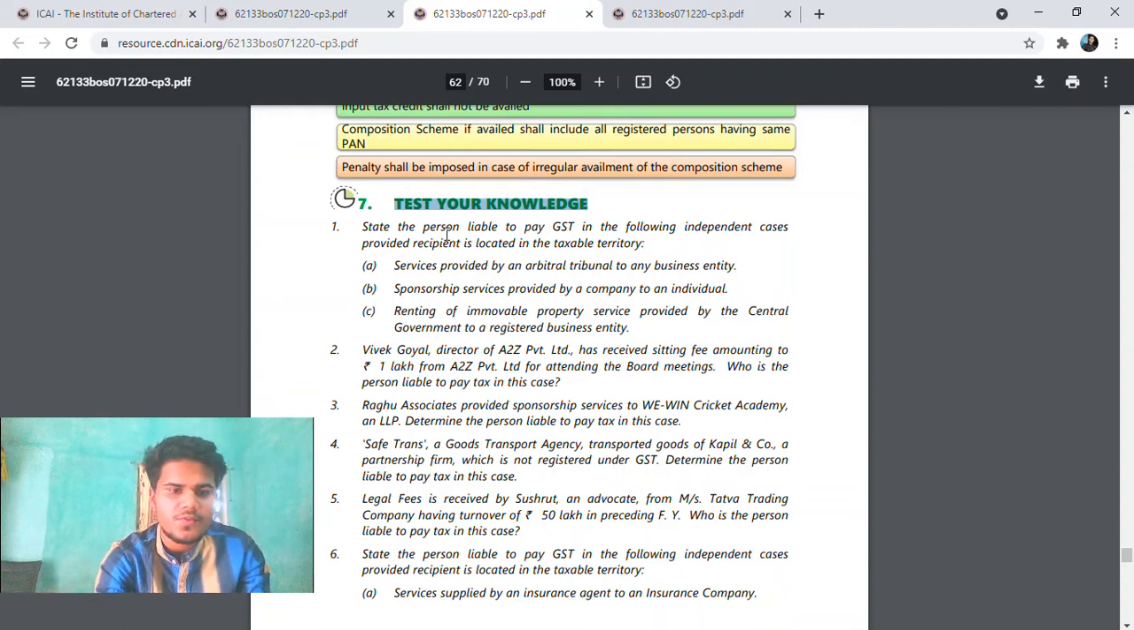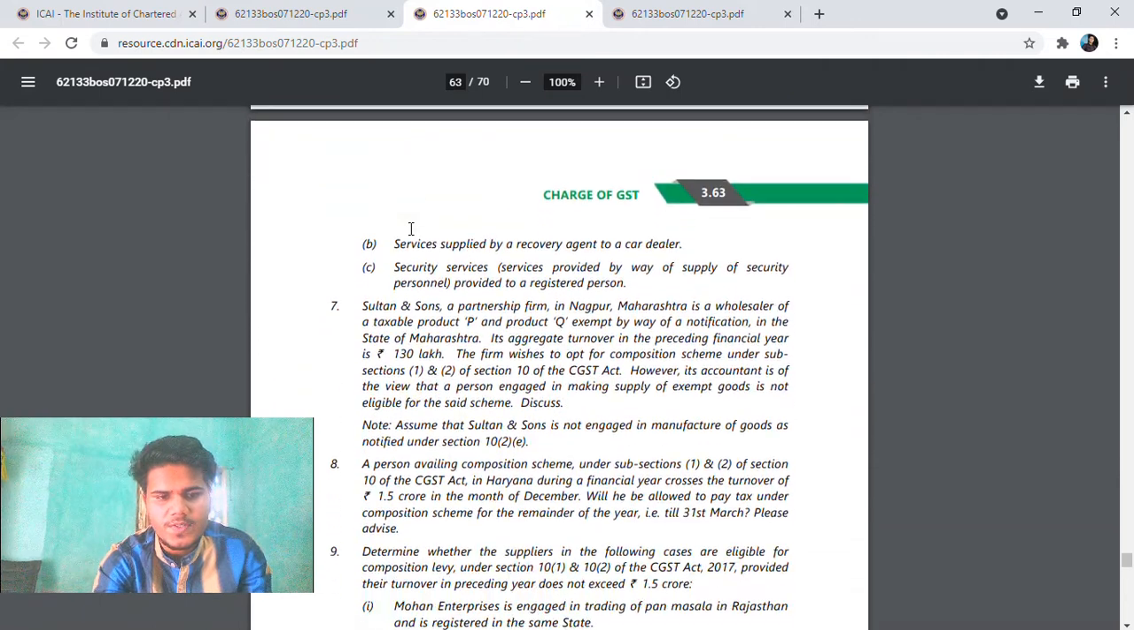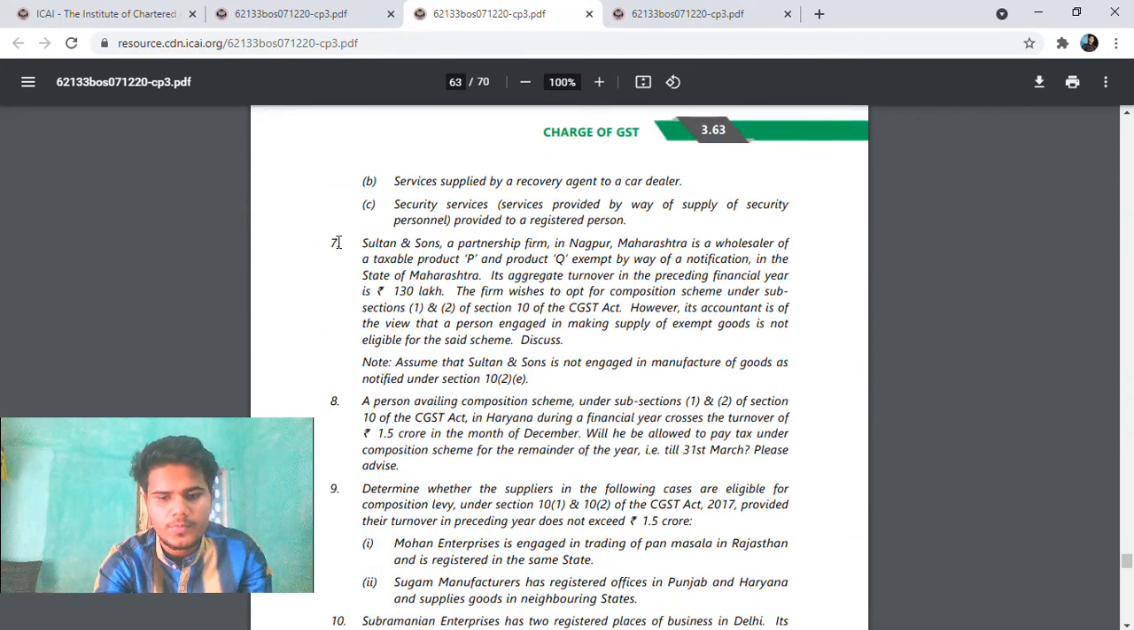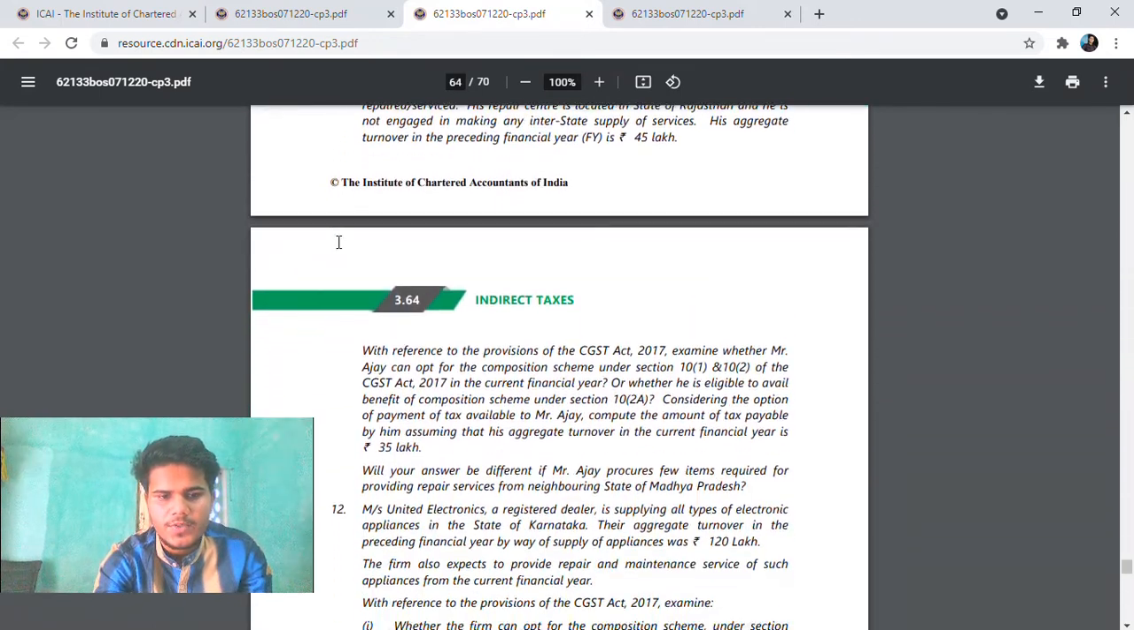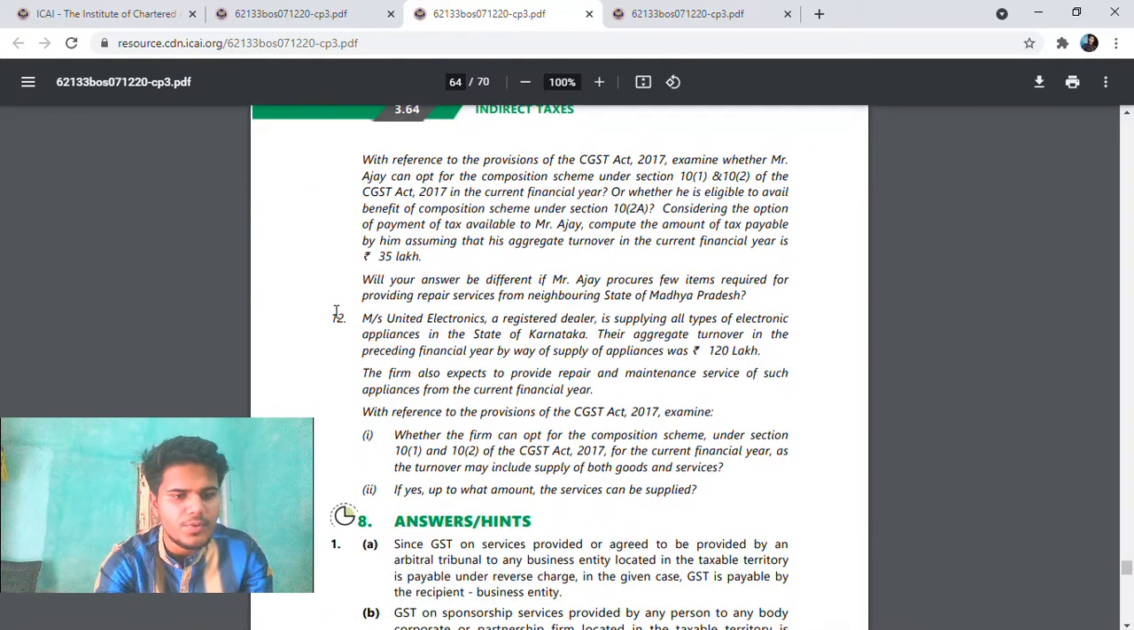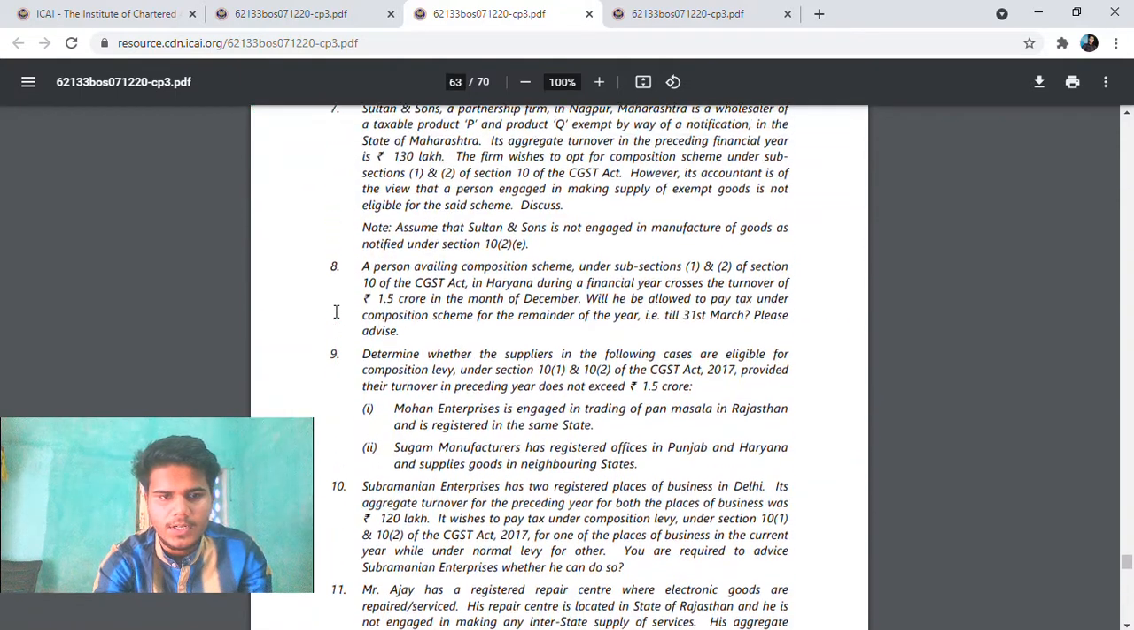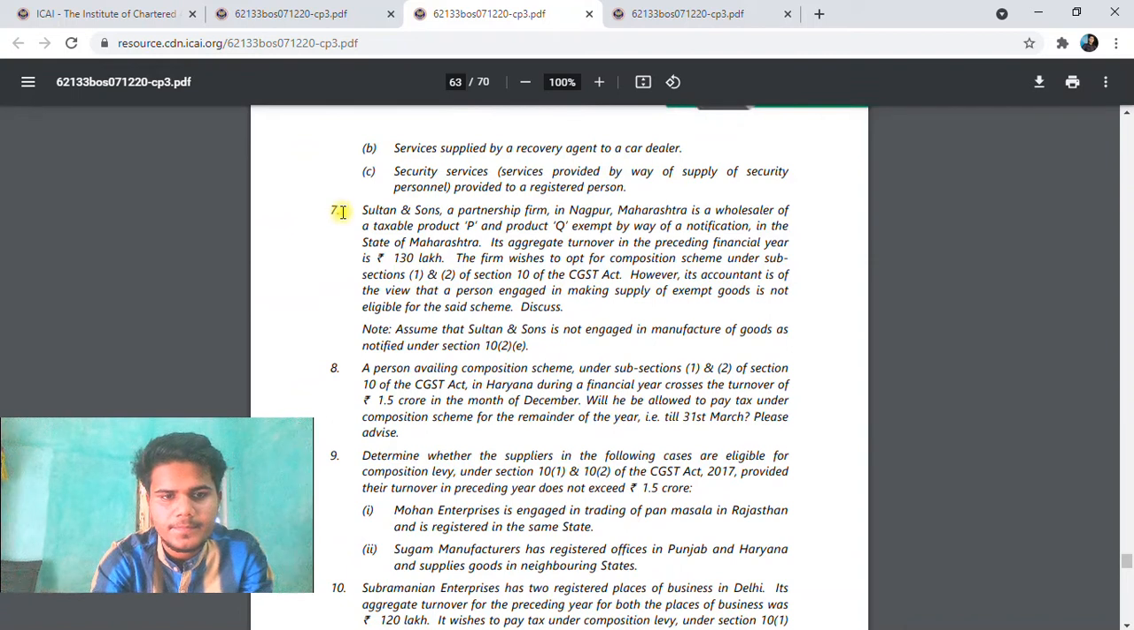In this chapter, first of all, we cover questions related to the composite scheme. So look, question number 7 to question number 12 are related to composite schemes. Let's start with question number 7.